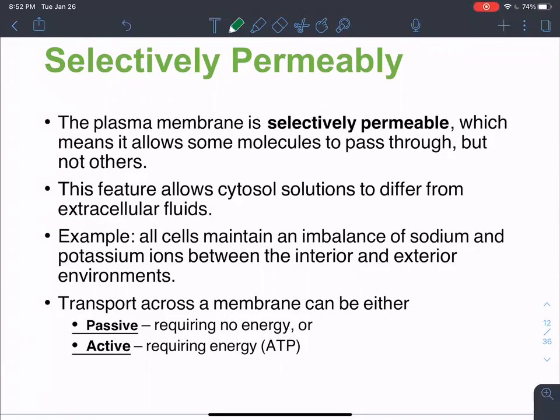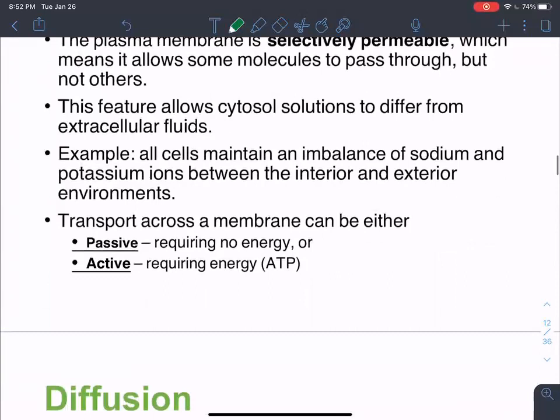For example, all cells are going to maintain an imbalance of sodium and potassium ions between the interior and the exterior environments. Transport across these membranes is going to be achieved by either passive or active transport. Passive, no energy is needed. Active requires energy to pass material across the membrane.